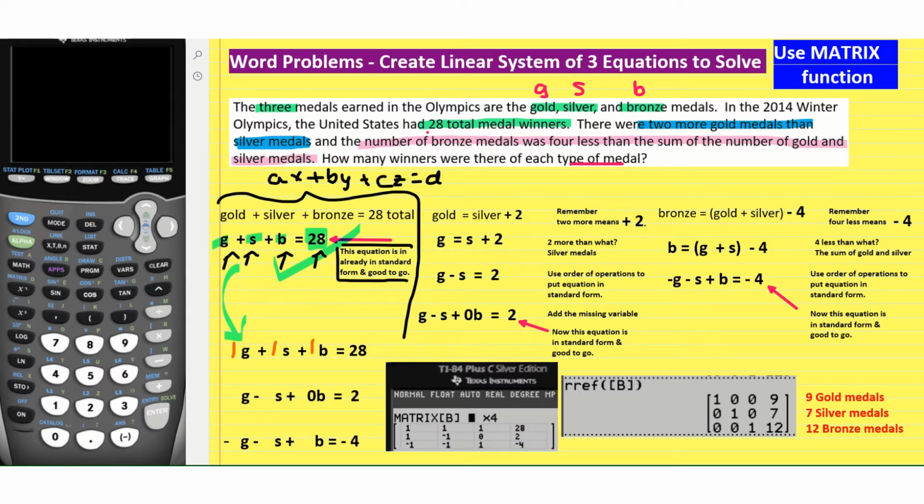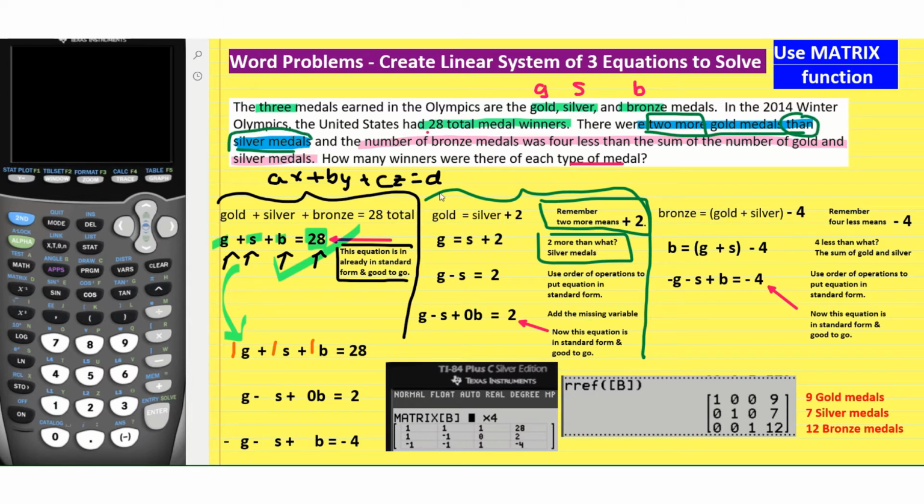Okay, so let's go ahead and look at the next section of our screen here. So we're going to look at this one. This one coincides with sentence 3. It says there were 2 more gold medals than silver. So anytime you see something that says 2 more, remember that 2 more means plus 2. And this plus 2 will go at the end of our equation. But what is it? 2 more than what? Well, it says up here 2 more than silver. So it's 2 more than silver. So here we'll be able to see that we have plus 2, which means 2 more than the silver.